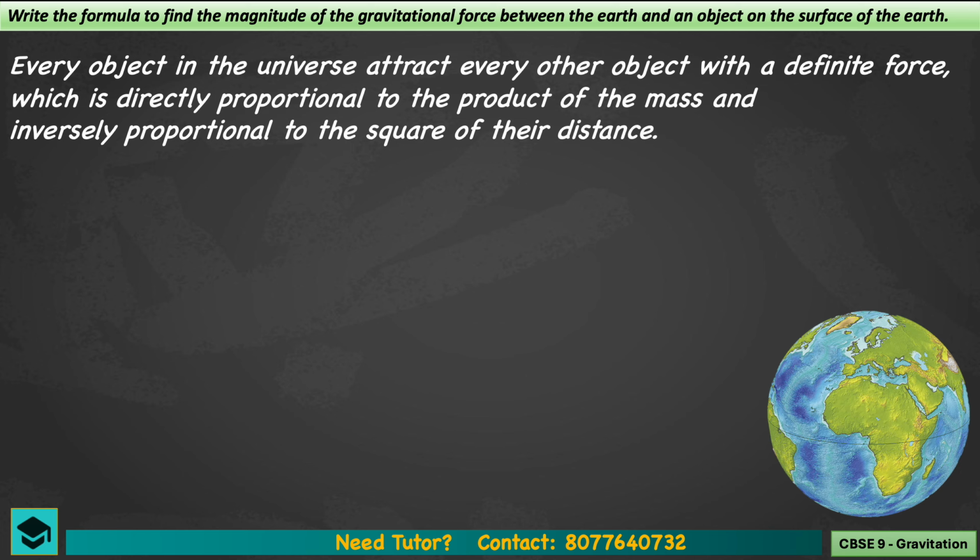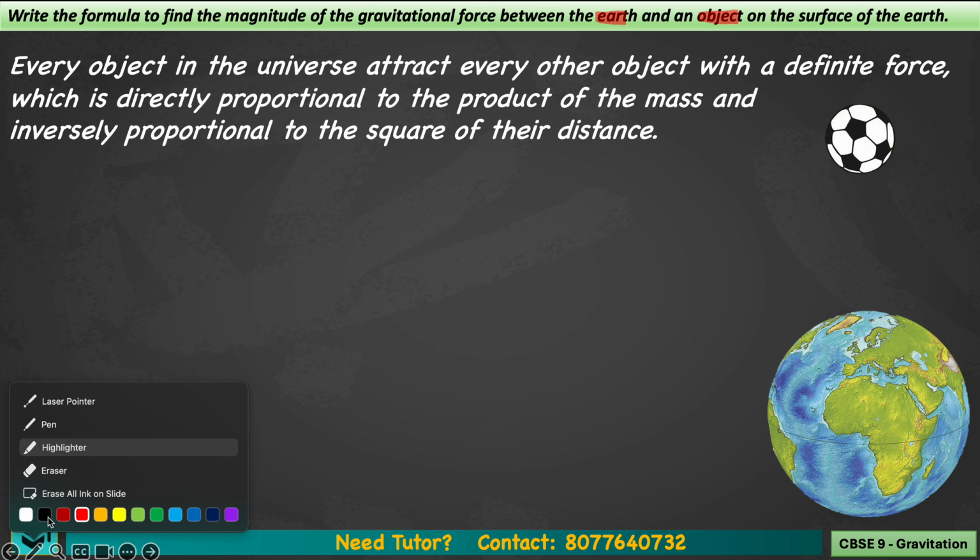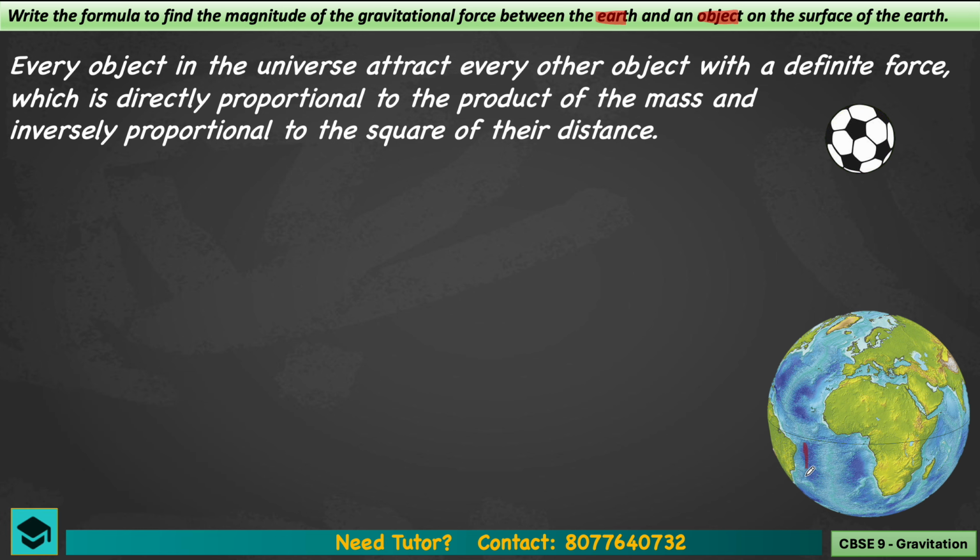Here we have two objects, because they have specified between earth and any object. So I took the earth's surface and then we have any object. The object I took is a ball. Now I am considering the mass of the earth as capital M, whereas the mass of this ball is small m. I hope it is clear to you all.